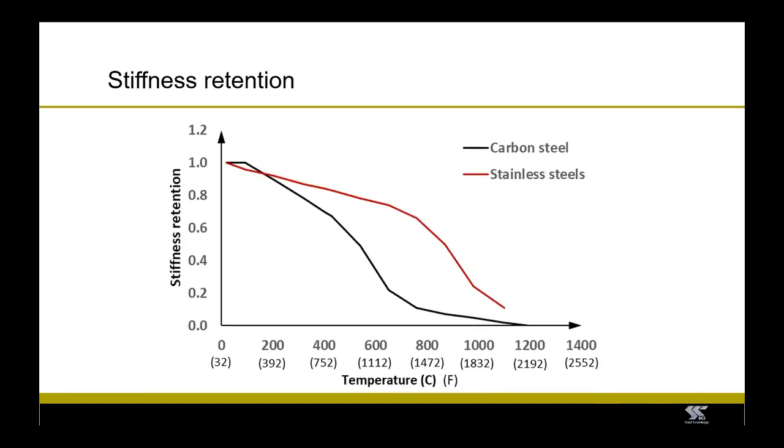In the case of the stiffness or the elastic modulus, there is only one set of retention factors for all the stainless steel alloy families. And this is shown here by this red curve in the figure. So you can see that compared to carbon steel, stainless steels are able to retain a larger proportion of their stiffness almost over the entire temperature range. And this is good when the resistance of the member is governed by global buckling.